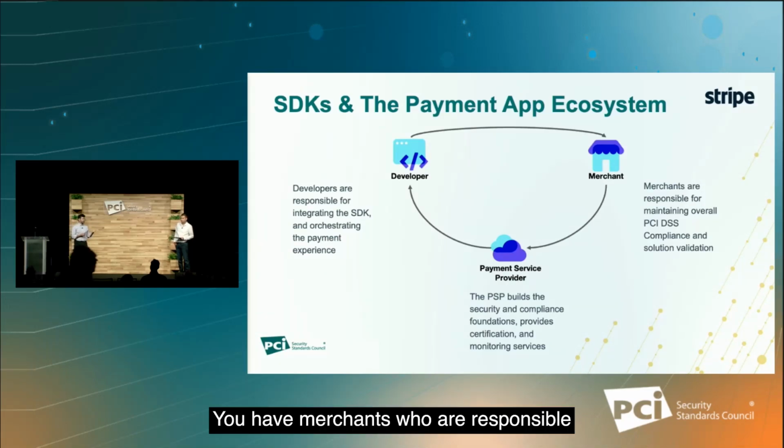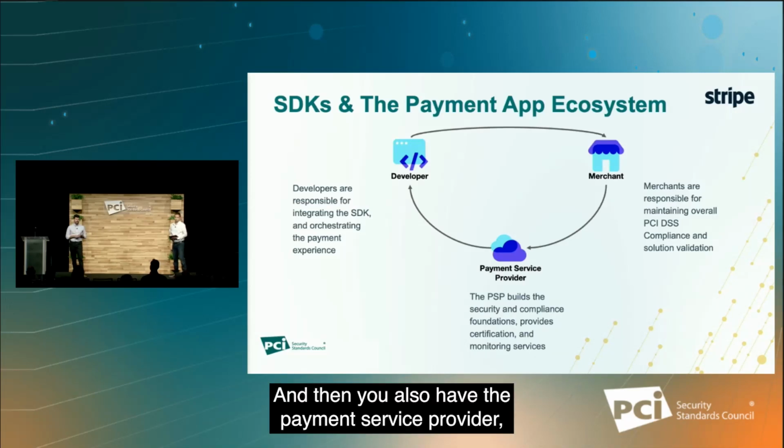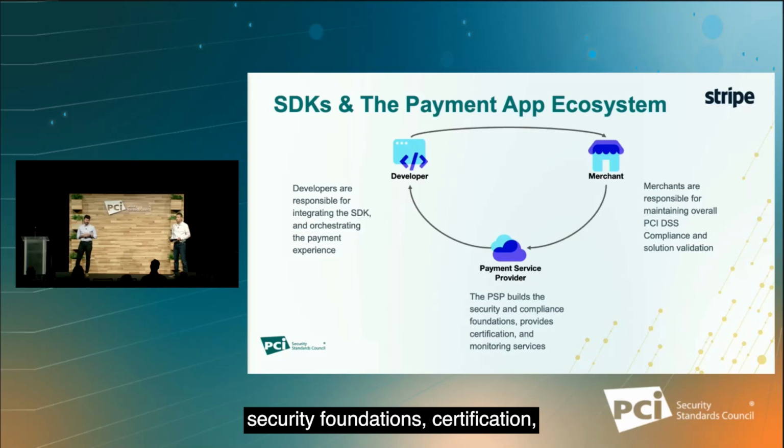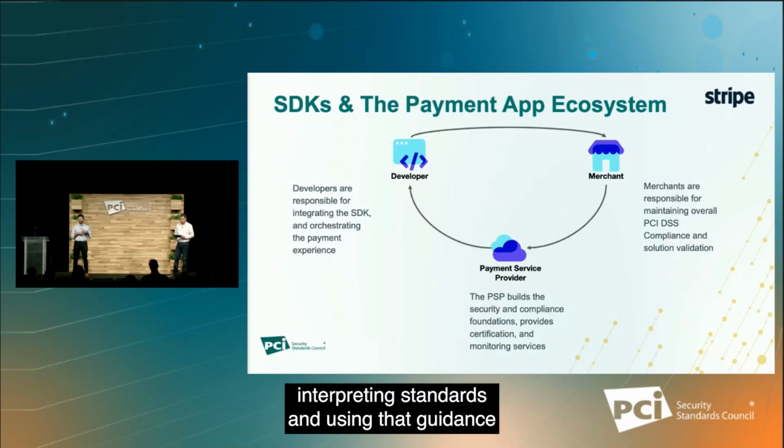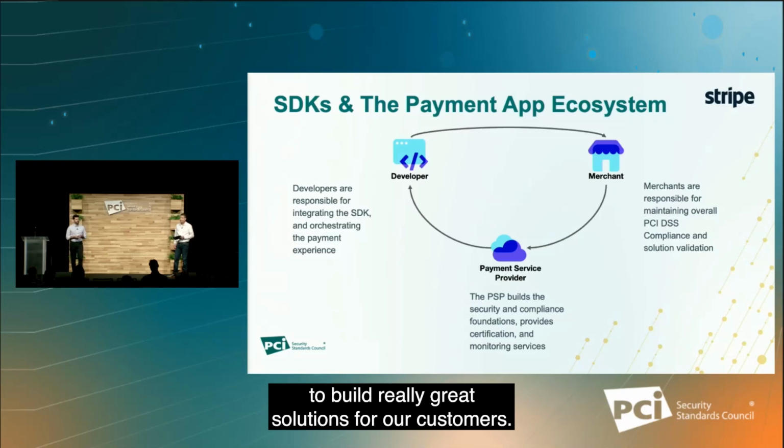You have merchants who are responsible for maintaining overall PCI DSS compliance, solution validation, all the things that they do today with traditional payment terminals. And then you also have the payment service provider, which builds the compliance foundations, security foundations, certification monitoring services, and all these things. And what we increasingly see when we work on new products at Stripe is that it requires all of these teams within Stripe coming together, interpreting standards, and using that guidance to build really great solutions for our customers.